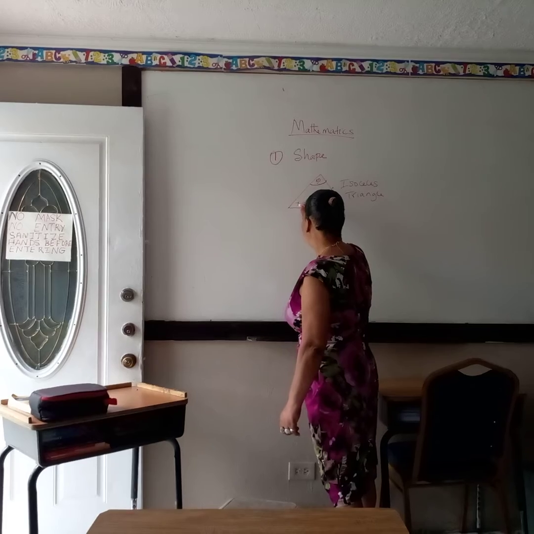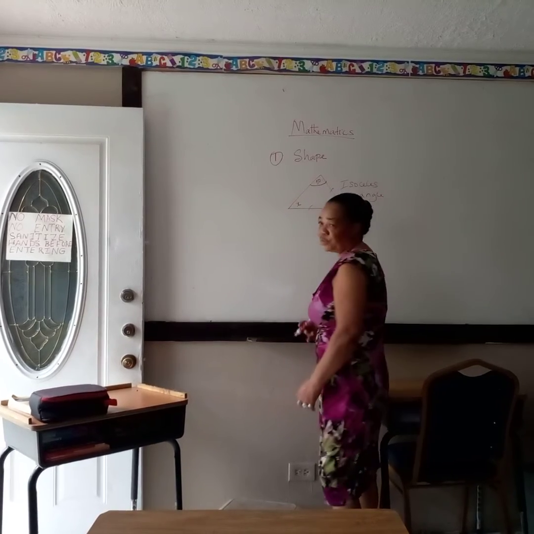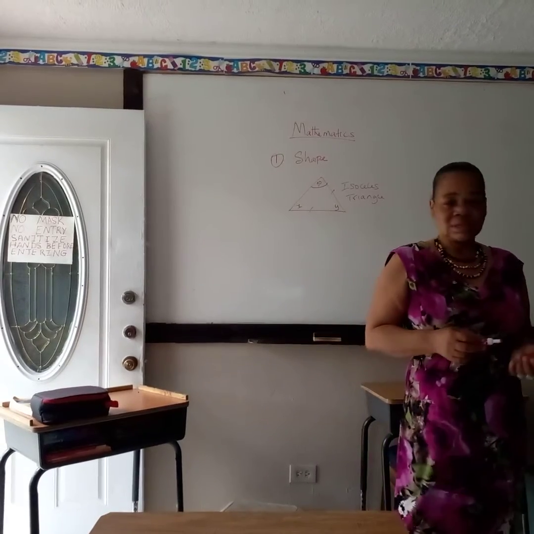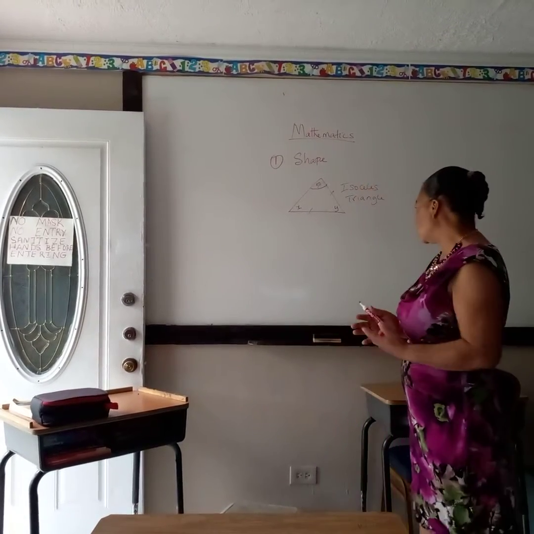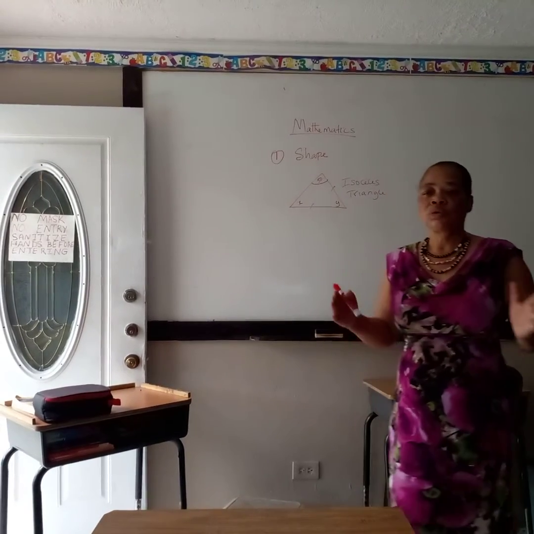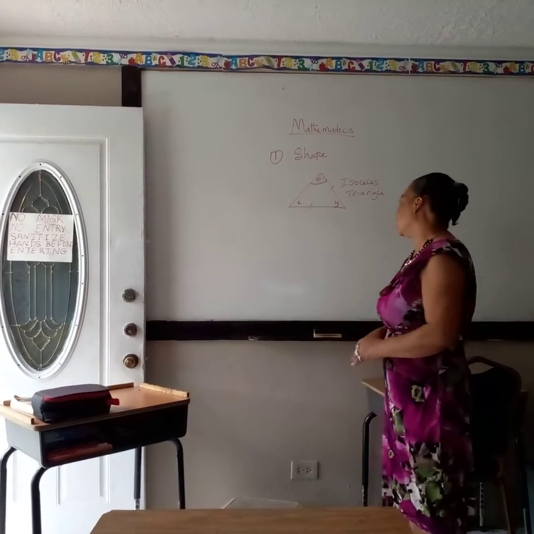Then they could ask me to find x, and they could also ask me to find y. But I have to follow the rules in a what? Isosceles triangle. And what does the rule say? The rule says we have two equal sides. We also have two equal angles.